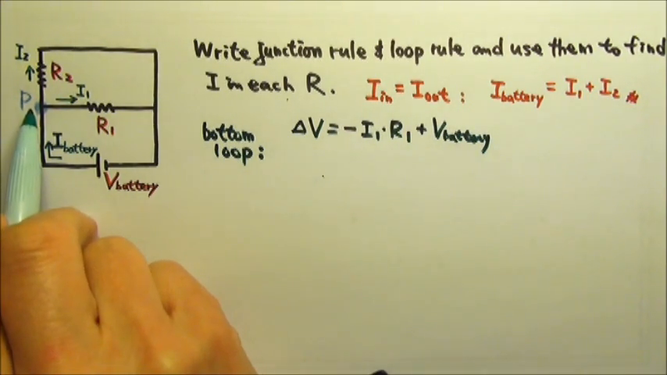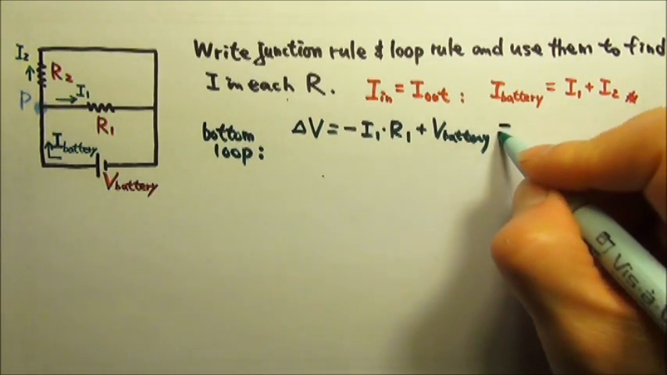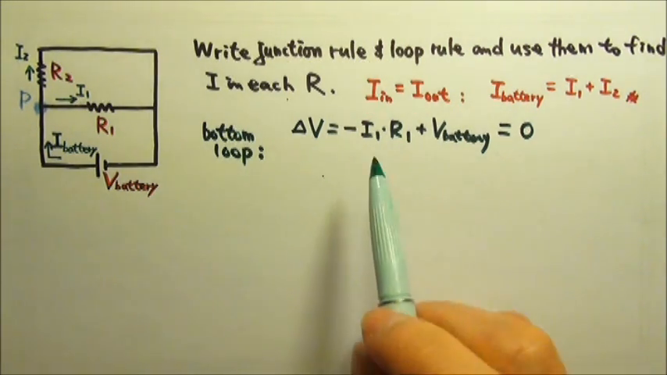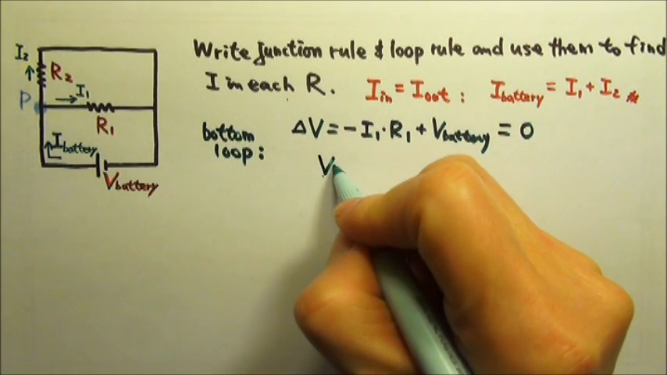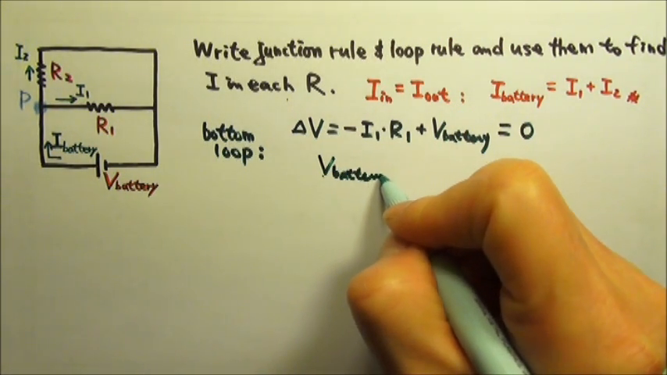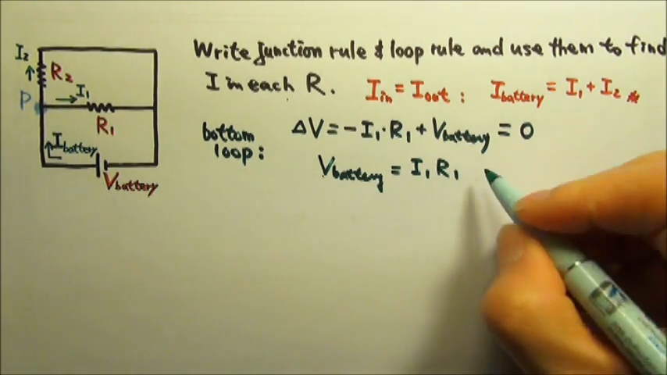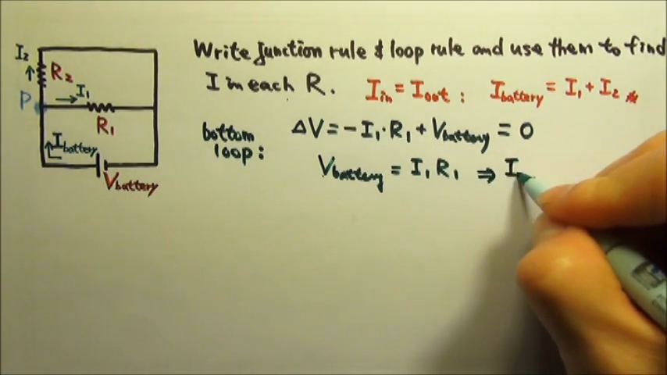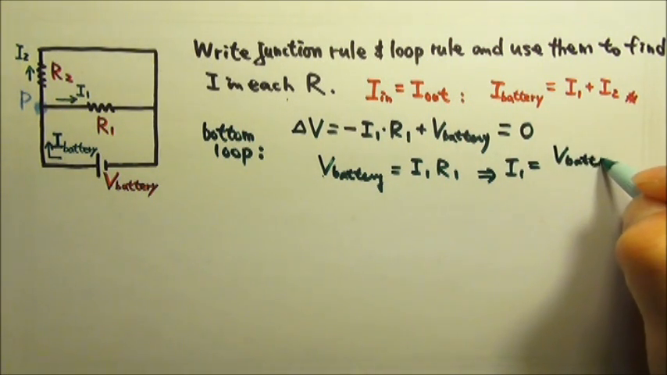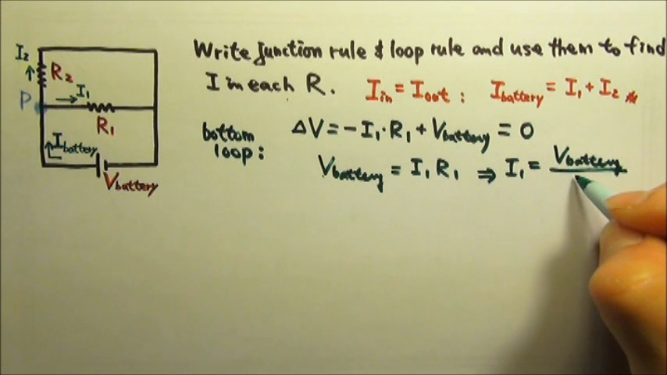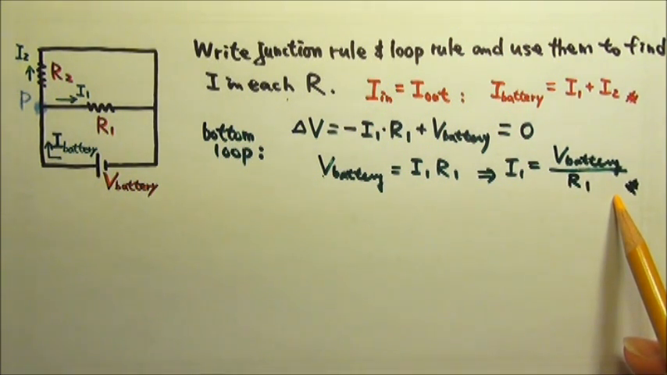Now I'm back to the starting point. So this delta V for a closed loop should equal 0. I can move this term to the other side, so I have the voltage of the battery equals I1 R1. And that means I can find I1 equals the voltage of the battery divided by R1. And that is the current in R1.